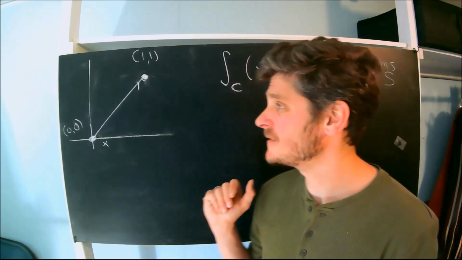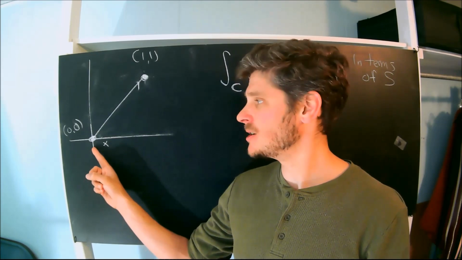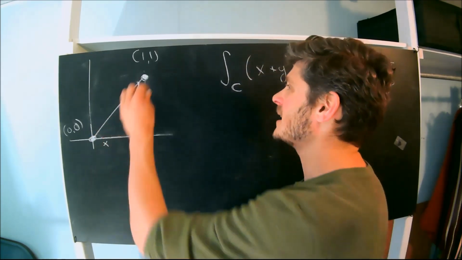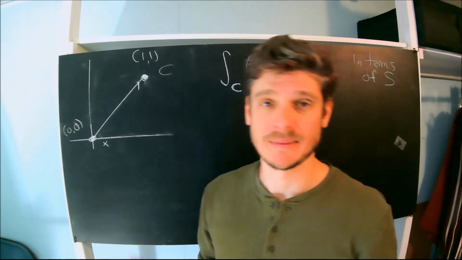Now, first things first, with this first example, C is going to be the straight line from my origin, 0, 0, to the ordered pair, 1, 1. That is my curve C. Straight line C. Curve, doesn't matter.